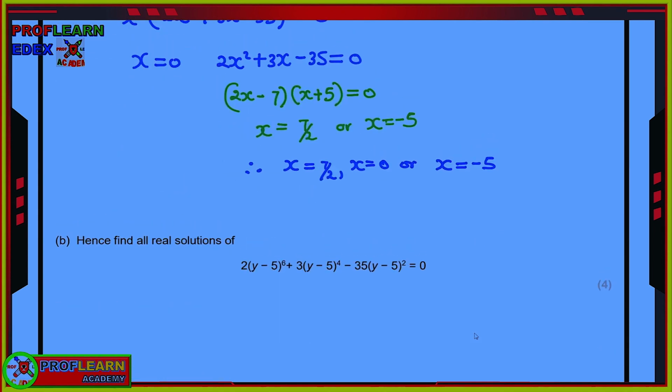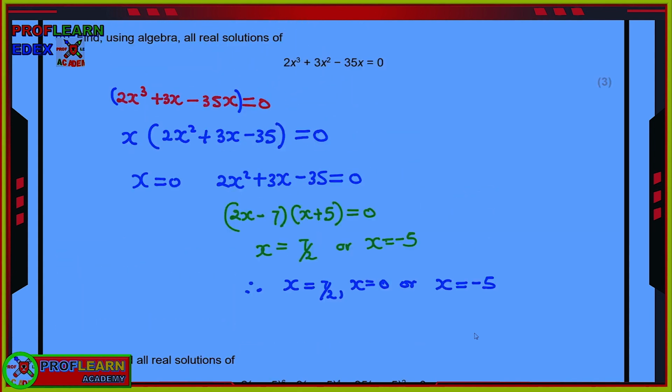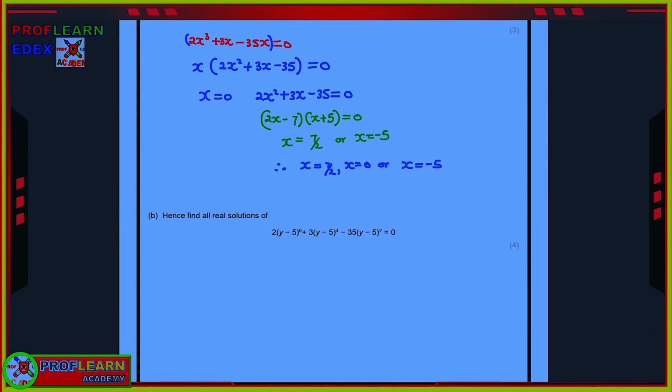All right, so those are the values of x. Hence, find the real solutions of this. You can see the equation that we have here looks like what we had initially, but our x is now replaced with y minus 5 squared. Rather, our value of x is replaced with y minus 5 squared.